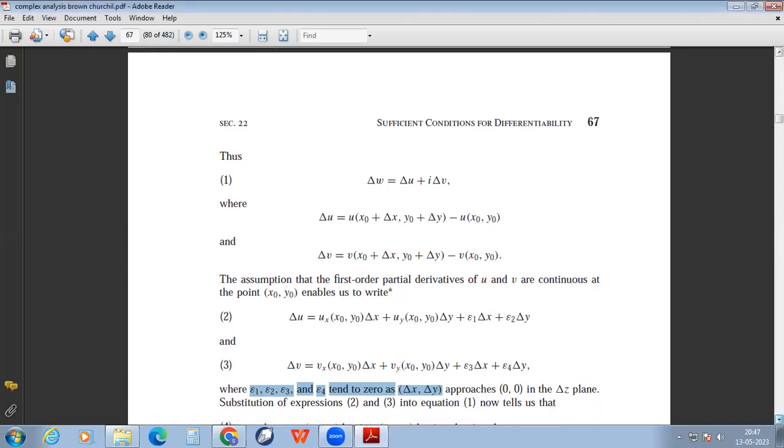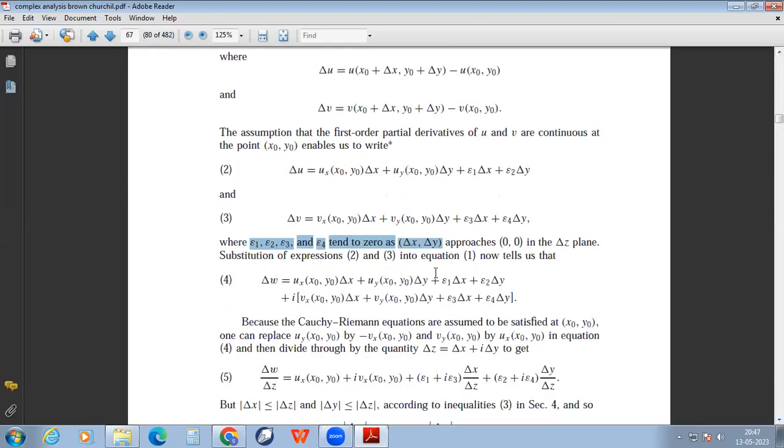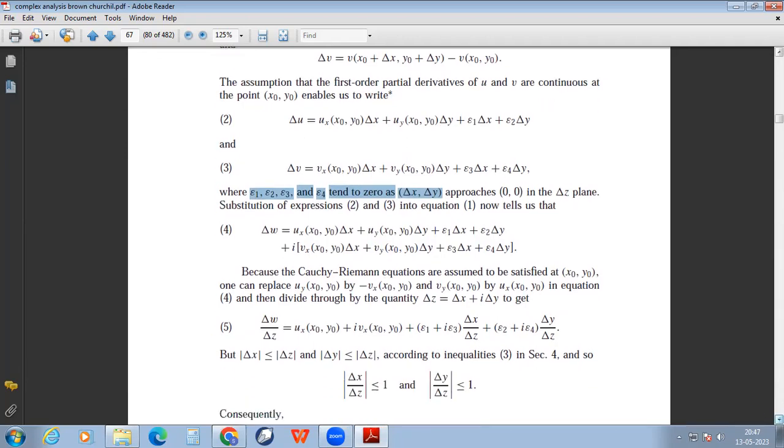Yes, ma'am. Okay, and all those things we have put in delta w as you are watching. Now in this case, if you remember, we had replaced uy by minus vx and vy by ux, meaning Cauchy-Riemann equations, and we got the things in terms of only derivatives with respect to x. So you could write this as ux at x naught y naught plus I times vx at x naught y naught and plus the remaining things, and then you divide it by delta z.